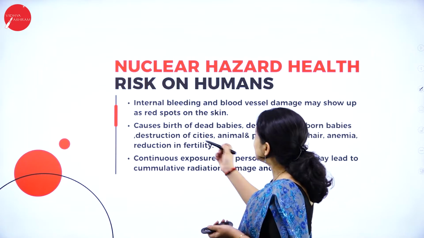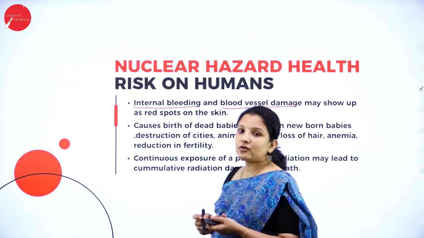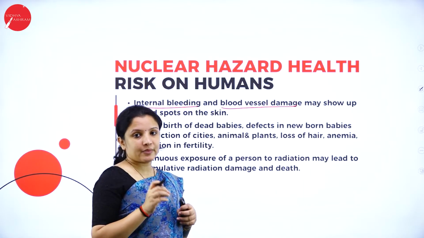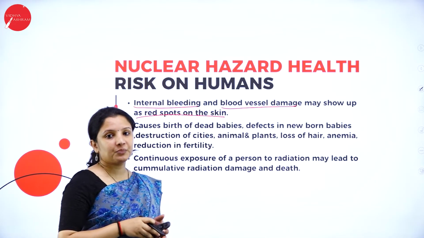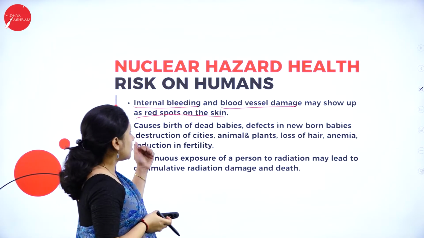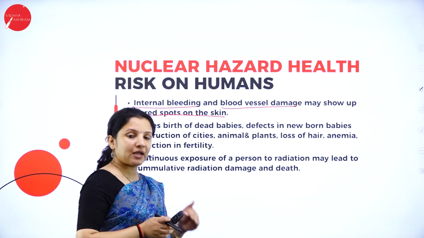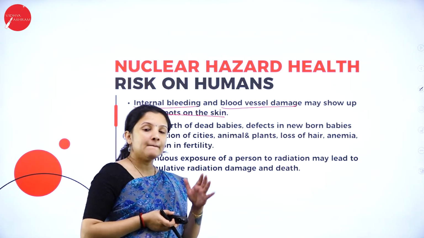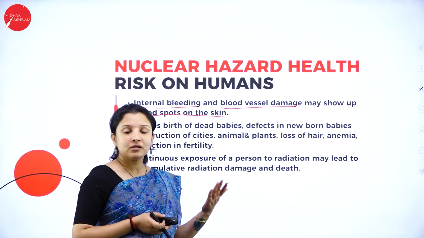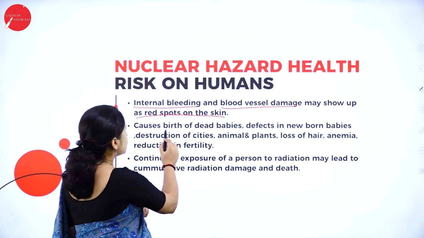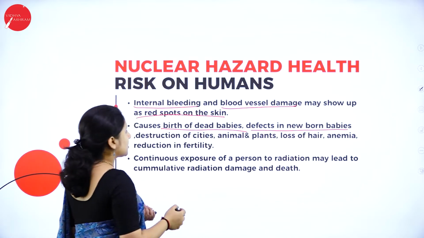Apart from that, internal bleeding can occur, blood vessels can get damaged, and red spots can start to appear on the skin, which means that the blood vessels of the person have been damaged. It also causes a lot of stillbirths. A stillbirth means the baby develops in the mother's womb, but the baby is dead and the mother gives birth to a dead baby. Defects in newborn babies can also occur.